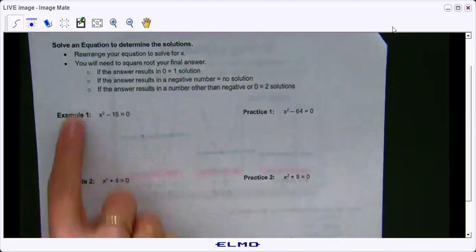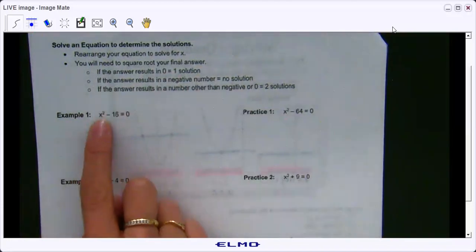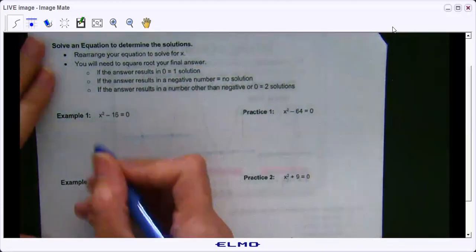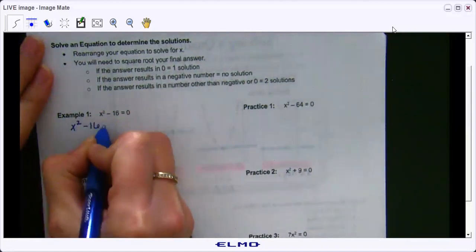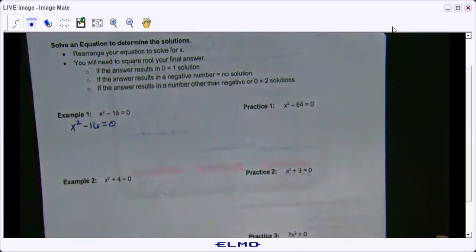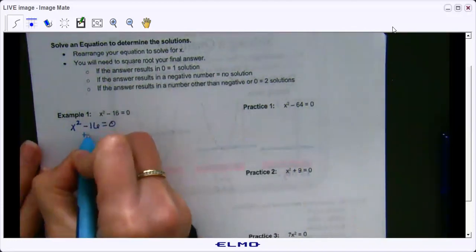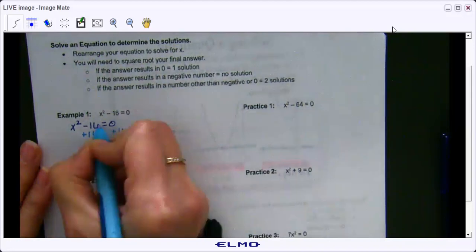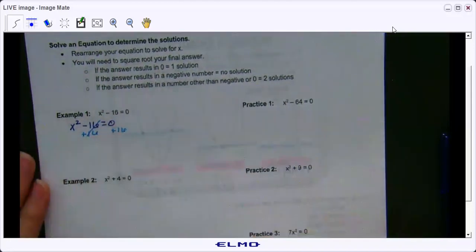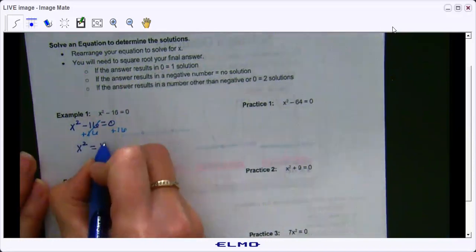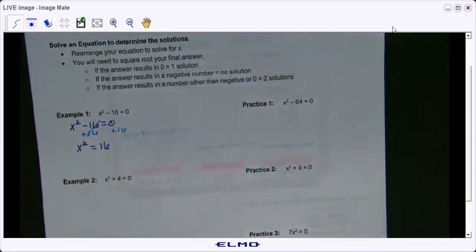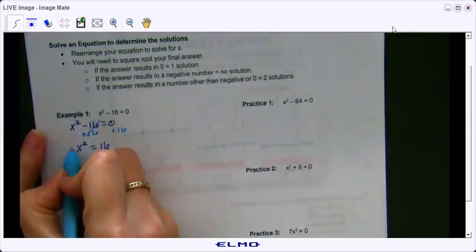So you want to rearrange your equation up here to solve for x. So that's what we're going to do here. We want to isolate x. So look at this right here. What do you think we need to do first to isolate x? Add 16. Yes, we're going to add 16 to both sides. Okay. And we end up with x squared equals 16. What would we do now? Square root. Square root, yeah. Reagan did the little symbol. Okay, so we're going to square root.